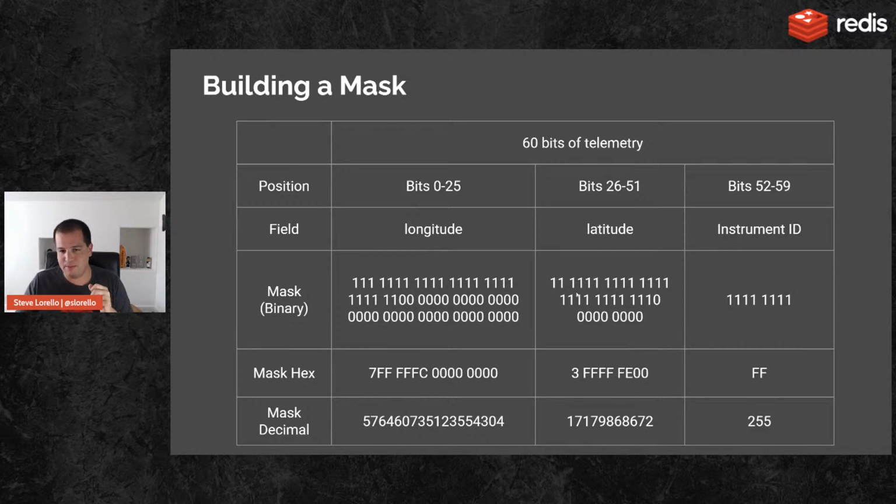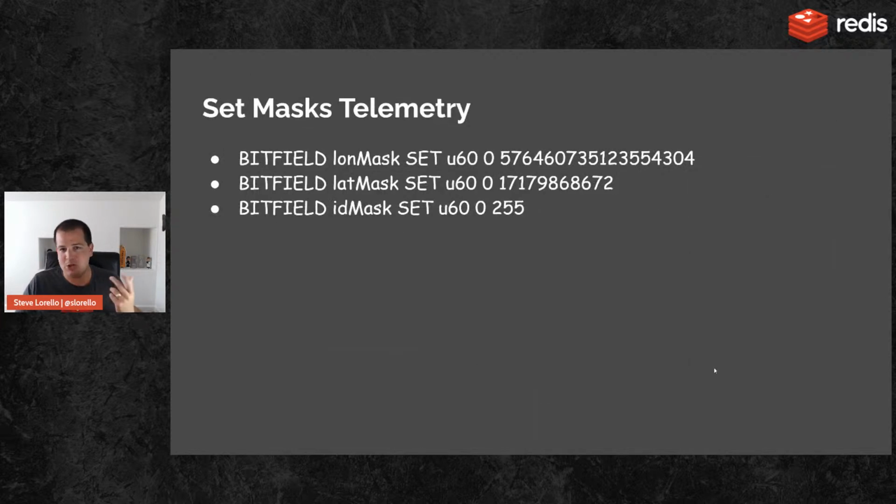Same thing with latitude, but instead, this is only a 34-bit string with 26 bits of ones, and the instrument ID is 8 bits of ones, and it doesn't have any zeros at the end because it's the end of the string. So we can then go into Redis and use a Bitfield to set up a longitude mask, a latitude mask, and an ID mask, and those will just persist in Redis. And they are U60s with the particular value.